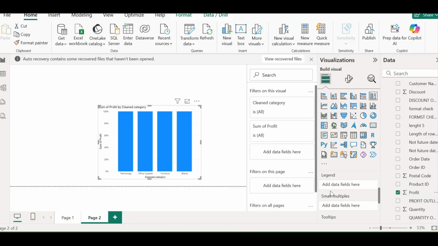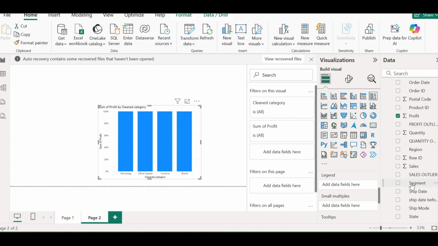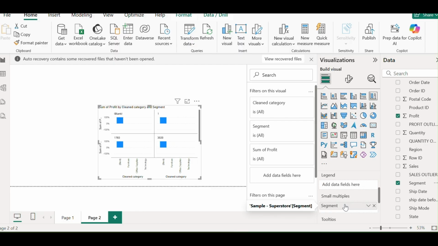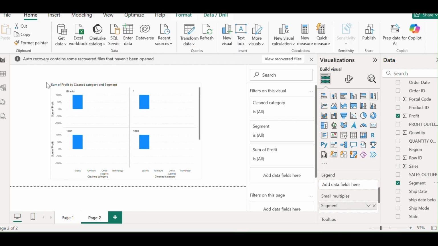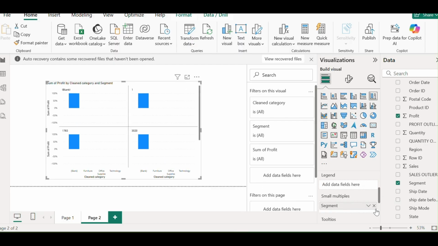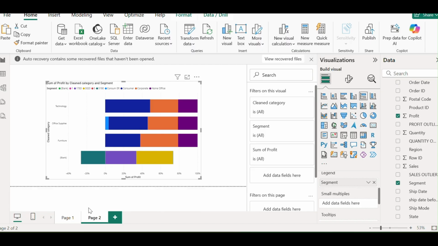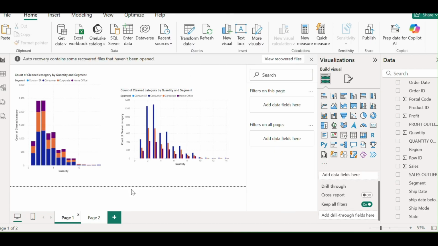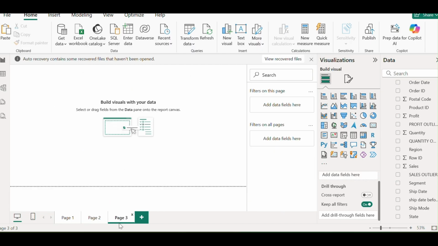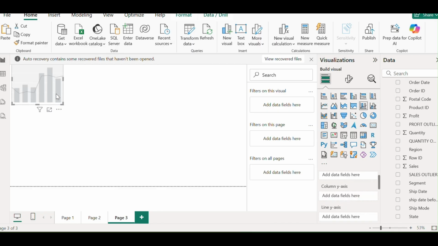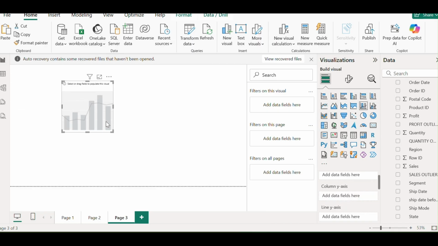Segments. Take segments as legend. So this is our 100% stacked column and 100% stacked bar. Then we are going to see this one.